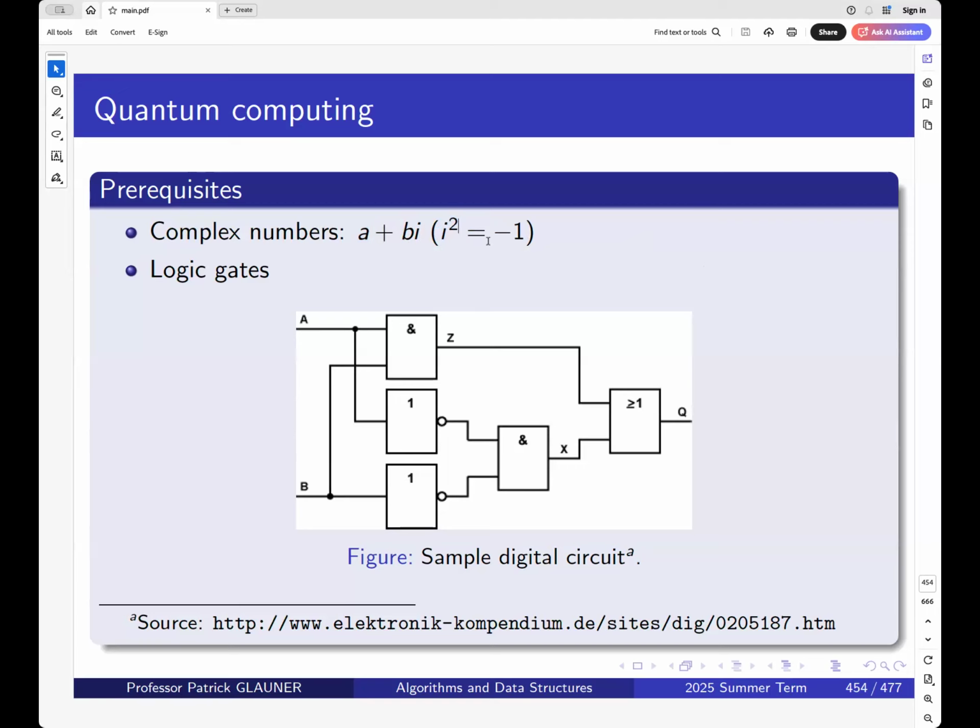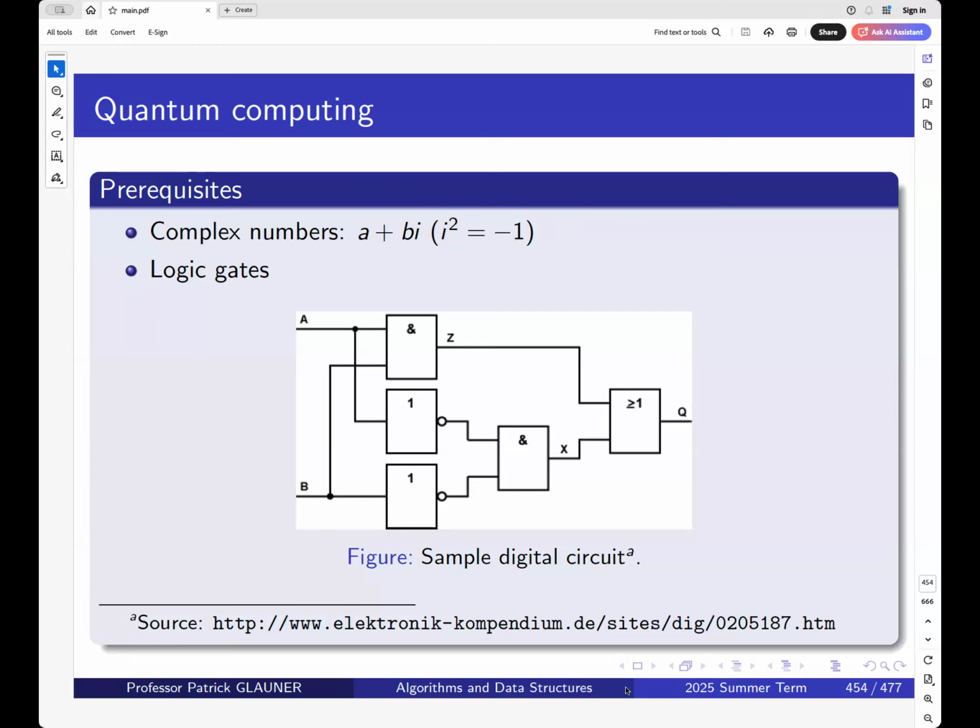Something you cannot do with the real numbers, because if you square a real number like 0, you have 0. If you square a positive number, you get a positive result. If you square a negative real number, you get a positive number. But with this imaginary one, i squared, we establish that it's -1. So you take the square root of i squared, which would be the square root of -1, which would be i. And this is something you cannot do with the real numbers.